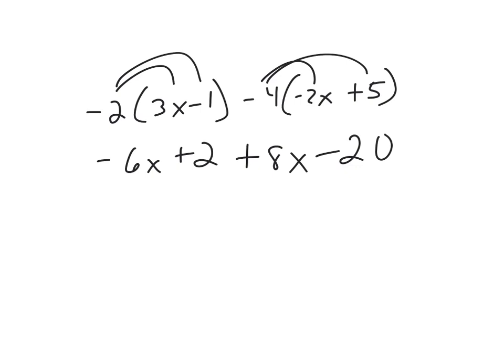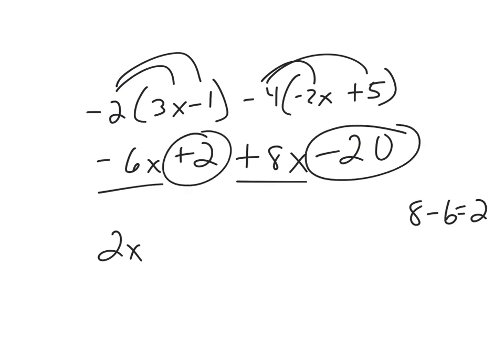So now I've got some like terms here. These two guys are like terms, aren't they? Okay, so that's going to be a positive 2x, right? If I go 8 minus 6, that's 2, and 8's bigger, so it stays positive. And then I've got a negative 20 and a positive 2. Well, 20 minus 2 is 18, and the 20 is negative, so the answer is going to be negative. And so there would be our answer.